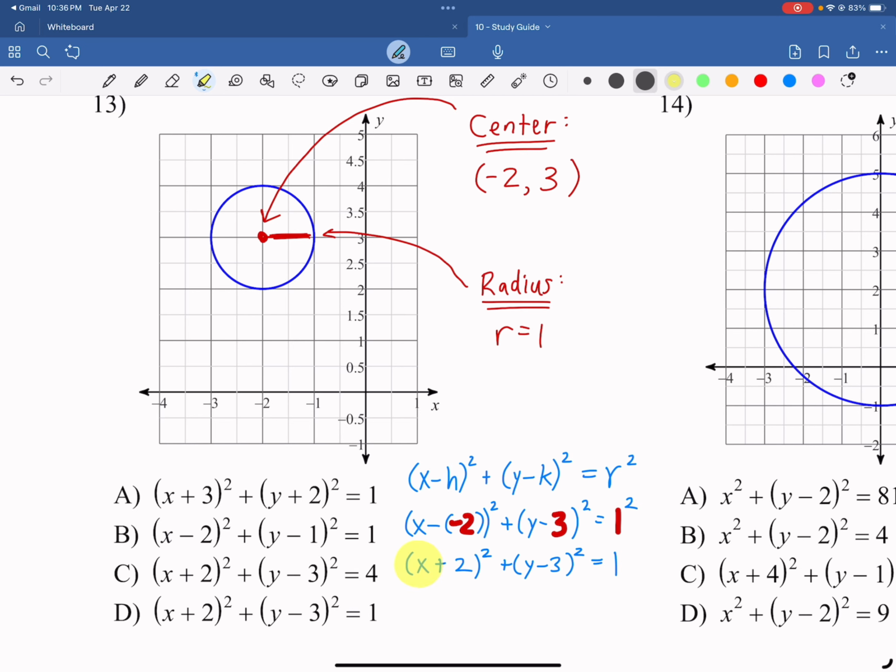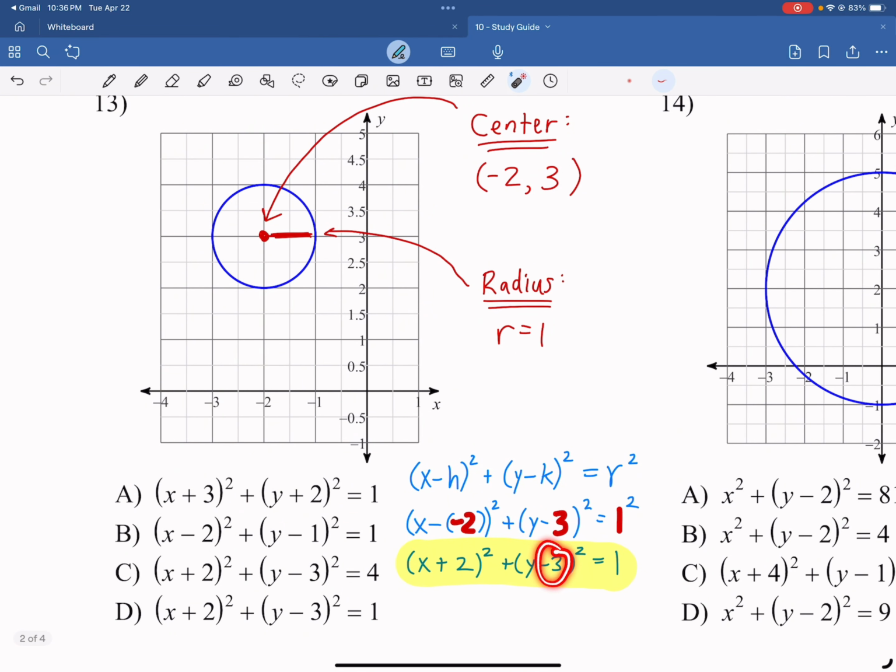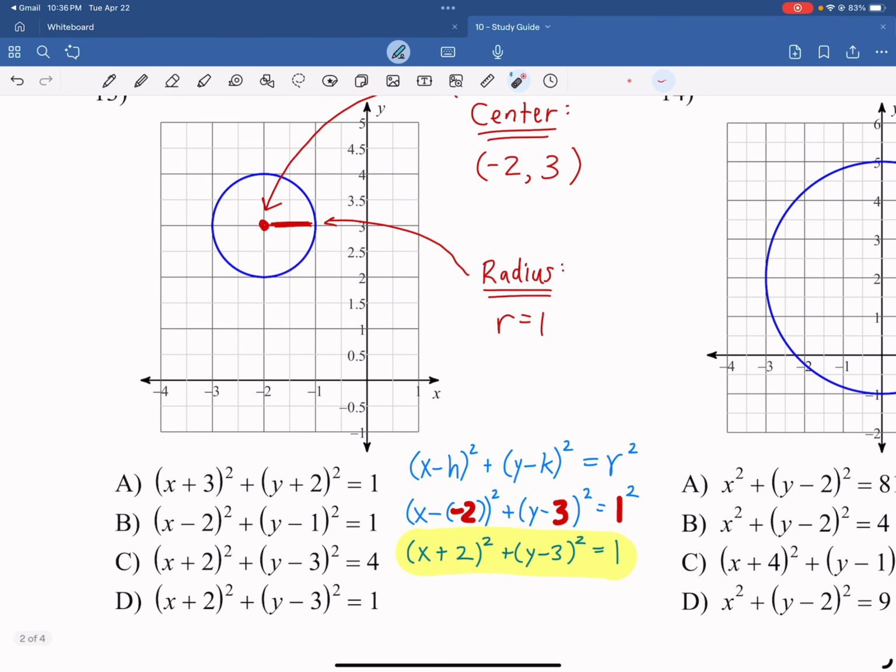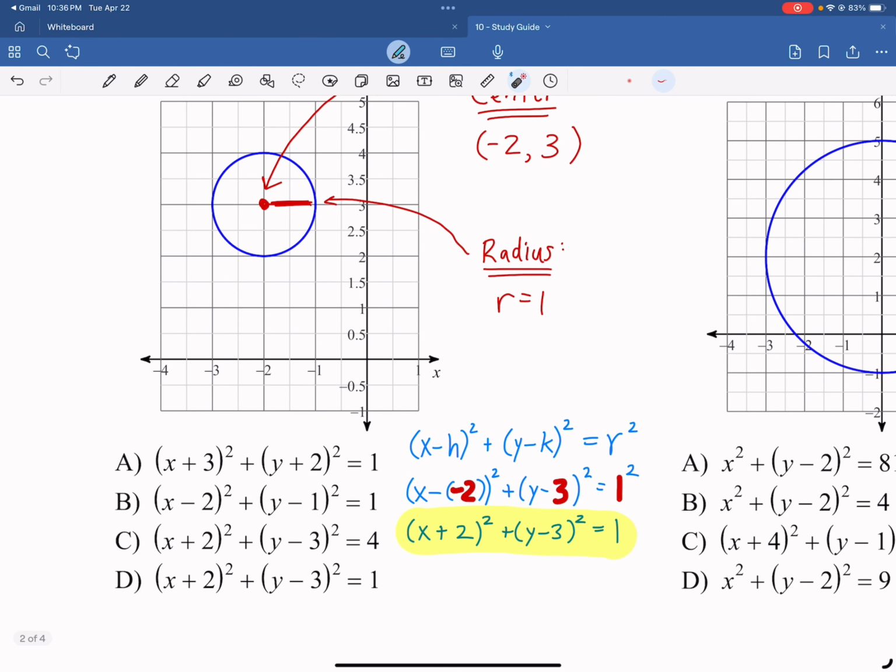And technically, this is our answer, right? Notice that -2 became +2, and then +3 became -3, right? And so it's the opposite. That's all you need to know. Which one of these matches? Well, it looks like answer choice D is the one that matches that.